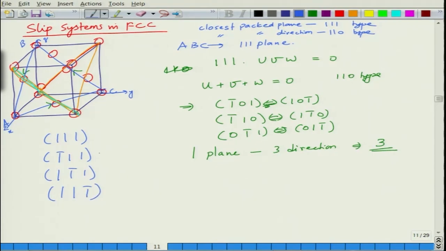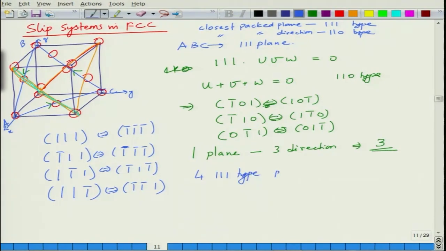You can write other combinations as well. Essentially for this, bar 111 will be 1 bar 1 1, for this it would be bar 1, bar 1, 1. These are opposite planes, and for this it would be bar 1, bar 1, bar 1. So you have 8 possibilities because you have 8 vertices, but they are pairwise equivalent. As a result you will have a total of 4 planes, 4 111 type planes. I will leave it to you as homework.